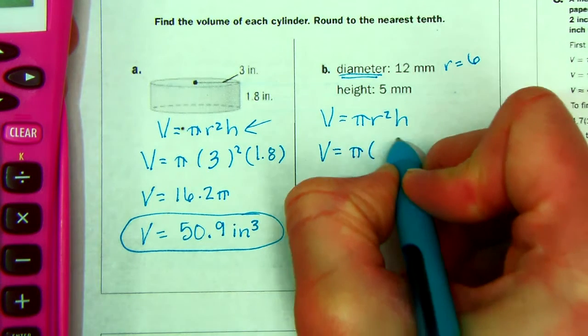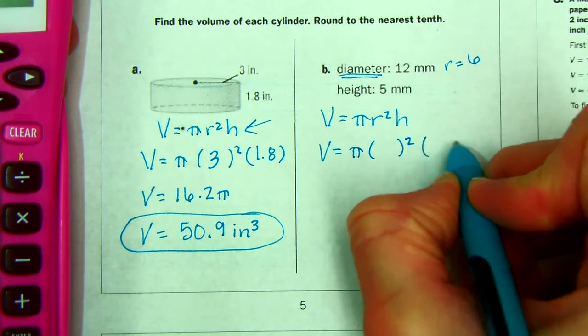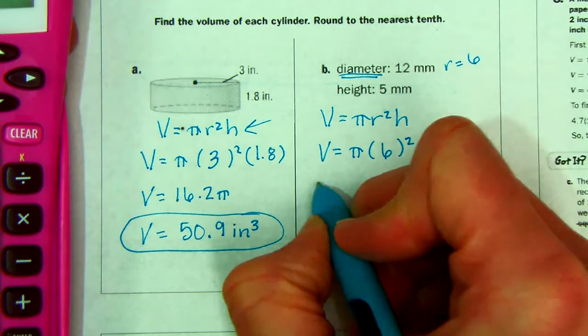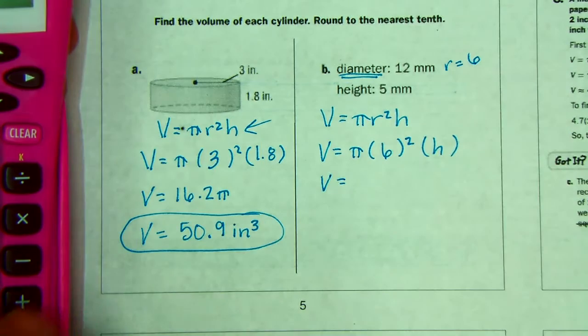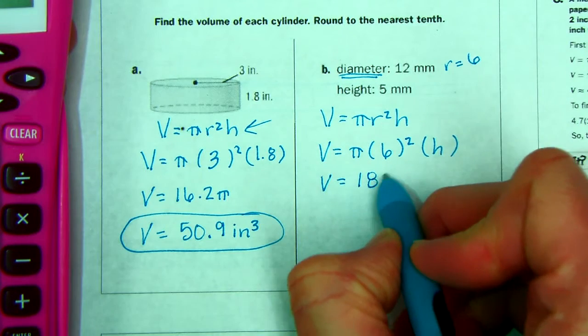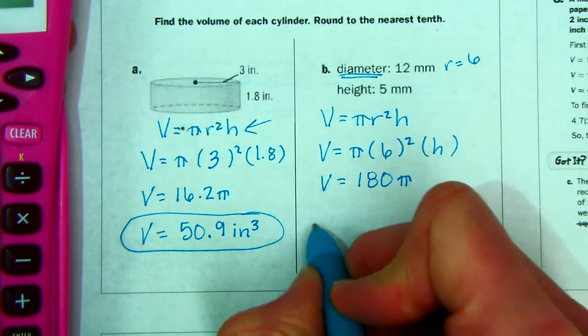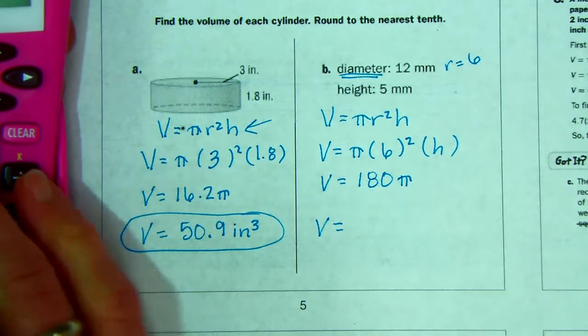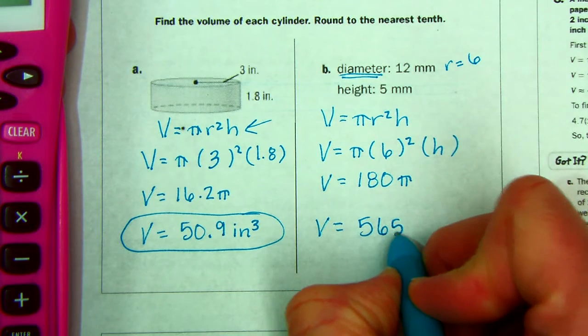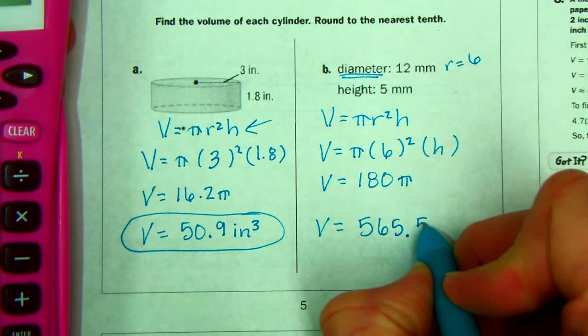So I get an exact answer. So 6 squared times 5 is going to be 180 pi. And my final answer then is 565.5, because it was 48 millimeters cubed. There you have it.